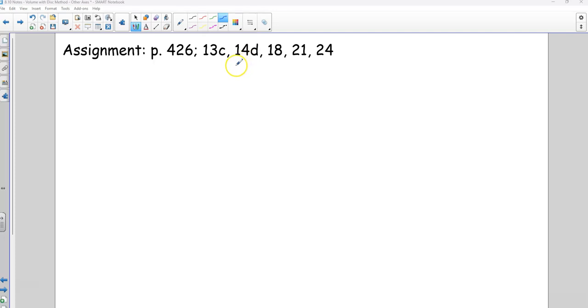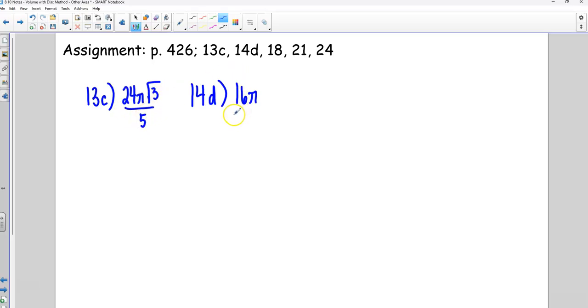Let's see, 14D. In fact, I'll give you all of them so you don't have to go back in the book for these. 13C is 24 pi square root of 3 over 5. 14D is 16 pi over 3. 18 is 144 pi over 7. 21 is in the stupid back of the book.